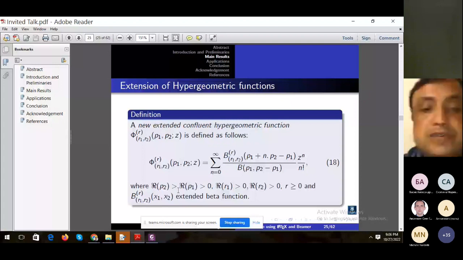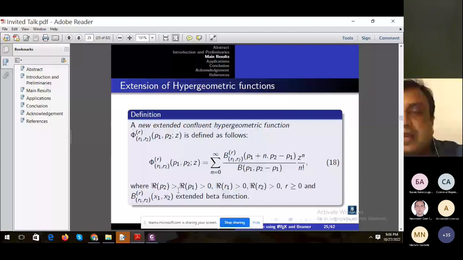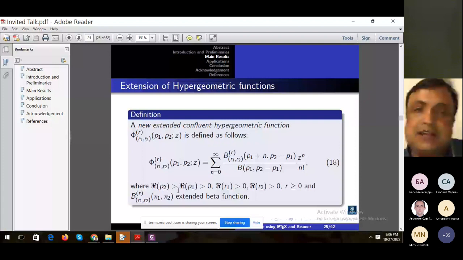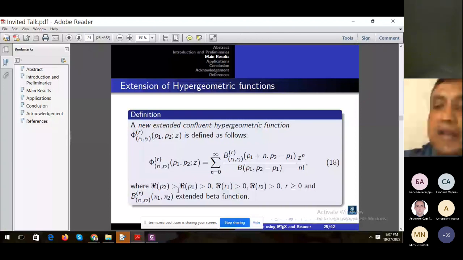Now, we have also generalized the confluent hypergeometric function, and the definition is given by equation number 18. Why do we generalize the confluent hypergeometric function? As I told you earlier, the Turkish authors, for the first time in 2010 and 11, introduced the generalization of the beta functions or the fractional operators with the confluent hypergeometric function. So the confluent hypergeometric function is also a very important family member in the family of special functions. So we have also extended the confluent hypergeometric function by using the extended beta function, which is defined by equation number 4 and given by equation number 18 here. The numerator represents the extended beta function, and the denominator represents the classical beta function.